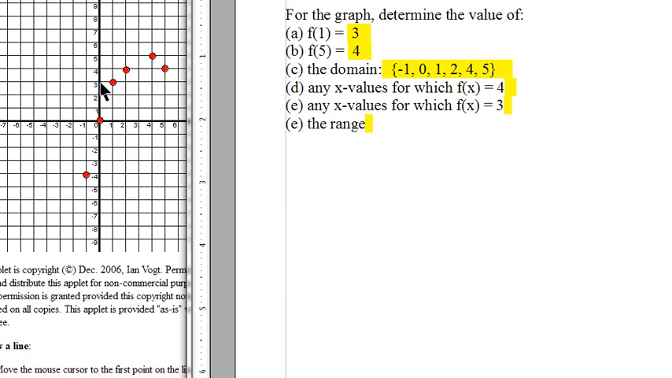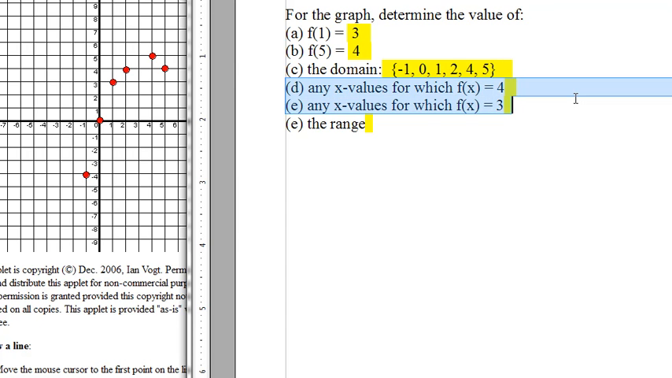It's just the x values that go with all these points. If it were continuous, it might be the set of x such that negative 1 is less than or equal to x, which is less than or equal to 5, or something like that. And then it would include values for everything in between there. Okay.